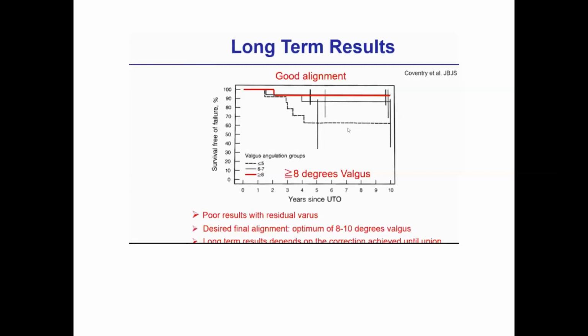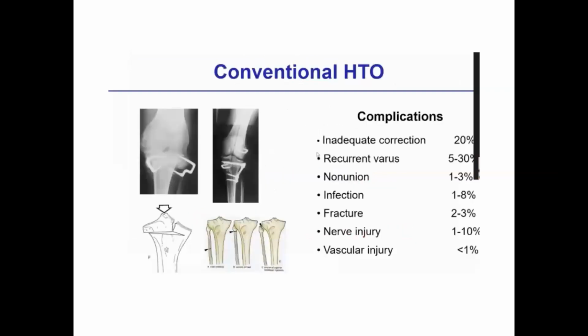If the alignment is less than 8 degrees, it may result in a poor outcome with residual varus, and we have to keep the desired final alignment, that is 8 to 10 degrees of valgus. Long-term results depend on maintaining the correction until union is achieved. Conventional tibial osteotomy has complications, mainly inadequate correction, which accounts for 20%, especially in closing wedge tibial osteotomy, and recurrent varus in 5 to 30% of cases. Rarely, patients may have nerve injury and vascular injury.